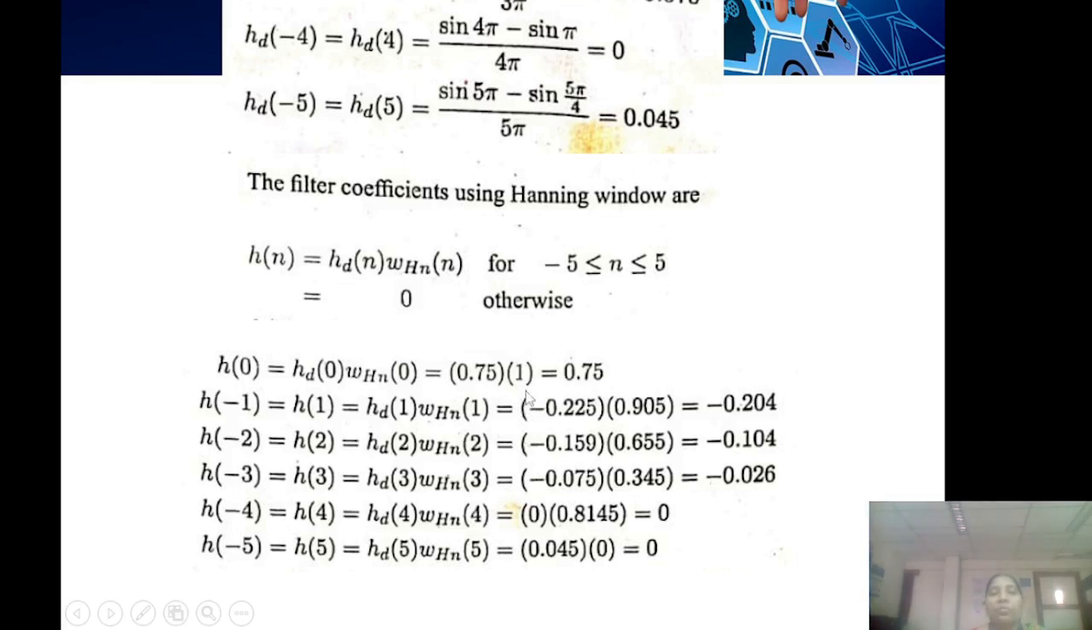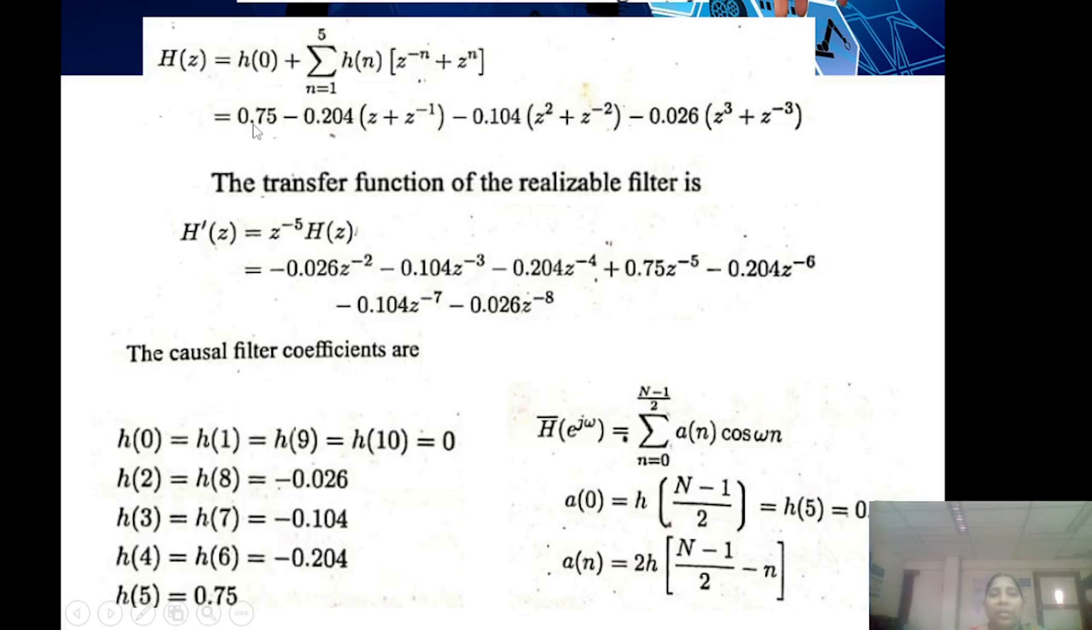So if you write that: 0.75, h of 0 value is 0.75, minus h of 1 is 0.204 into z plus z power minus 1, minus 0.104 into z power 2 plus z power minus 2, minus h of 3 value is minus 0.026, z power 3 plus z power minus 3.